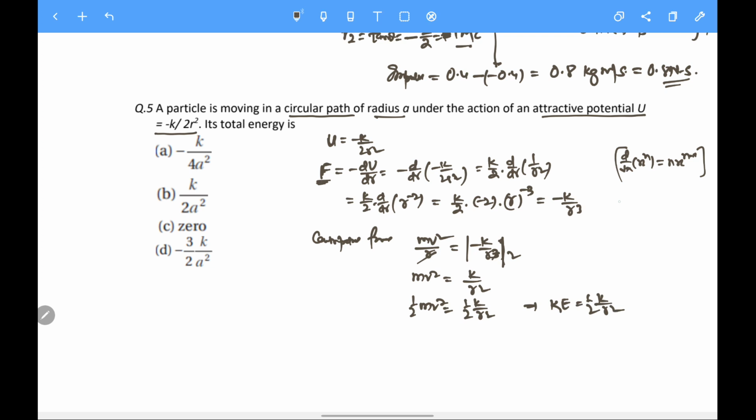Now we have the formula for potential energy, equation number 1, and kinetic energy, equation number 2. To find the total energy, we have to add these kinetic and potential energy. We will get minus k by 2r square plus k by 2r square, that will be 0. So we can say that option C is the correct option.